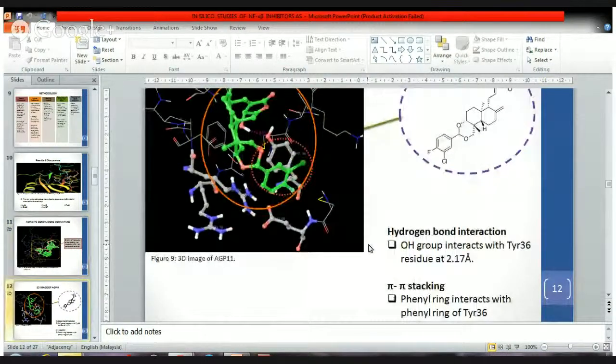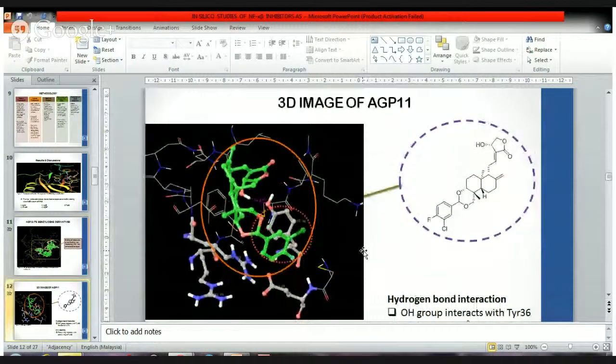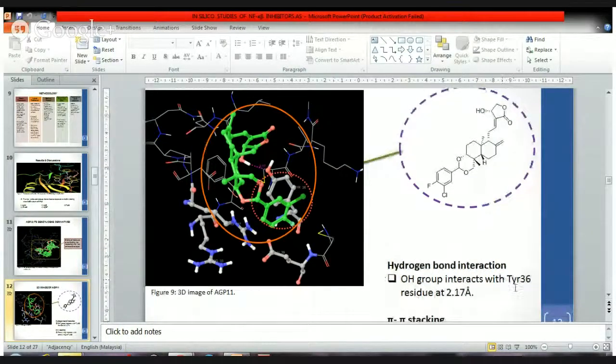And from the 22 molecules of AGP and its benzylidene derivatives, I've selected one example, AGP11, and the structure of AGP11 is shown highlighted in purple color. And what we can see here, highlighted in orange color, is how AGP11 binds with the target.